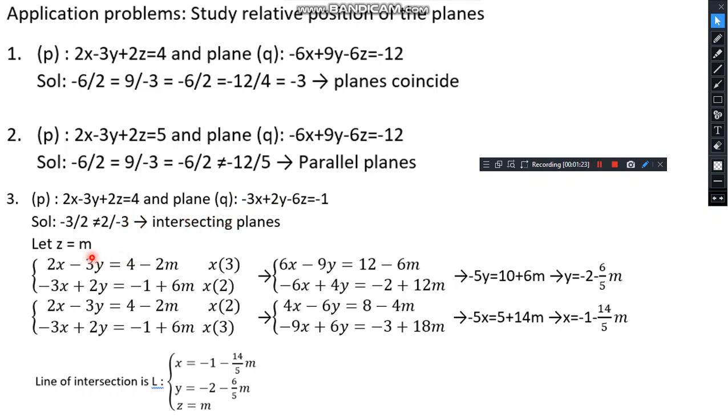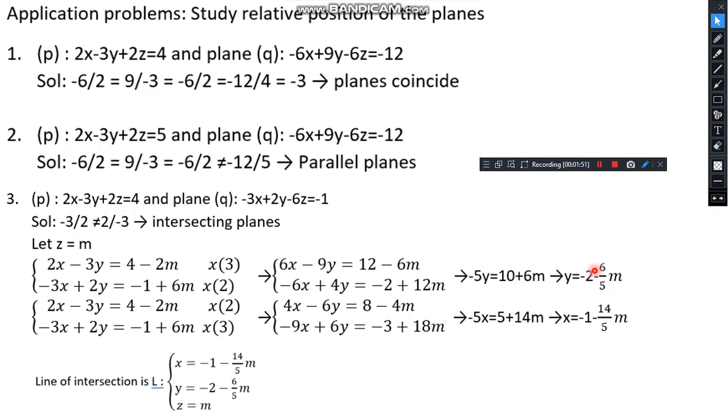So here I'm going to say let z be m. So you're going to get 2x minus 3y equal 4 minus 2m. Here minus 3x plus 2y equal minus 1 plus 6m. So here I want to cancel either x or y. To cancel, I multiply the top by 3 and the bottom by 2. So you're going to get this one. So minus 5y equal 10 plus 6m.